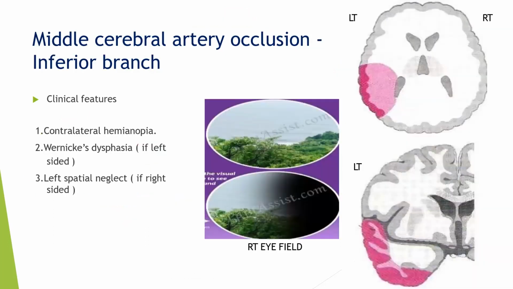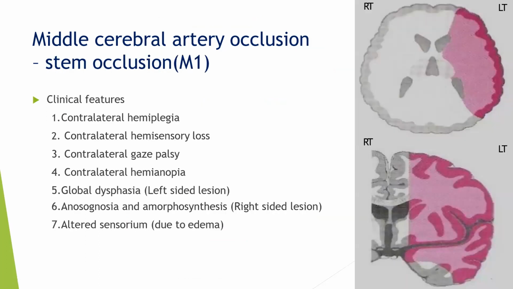In the middle cerebral artery, the inferior branches may get affected. Some strip of the occipital cortex is also involved, and the patient may have contralateral homonymous hemianopia, as well as Wernicke's aphasia, because, as I have told you, the inferior division affects Wernicke's area. On the right side, MCA territory occlusion may cause left spatial neglect. Just remember that.